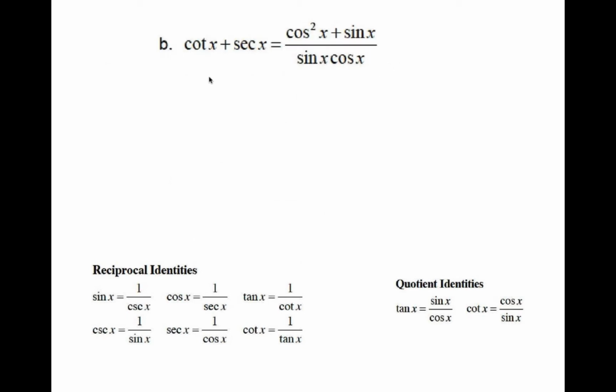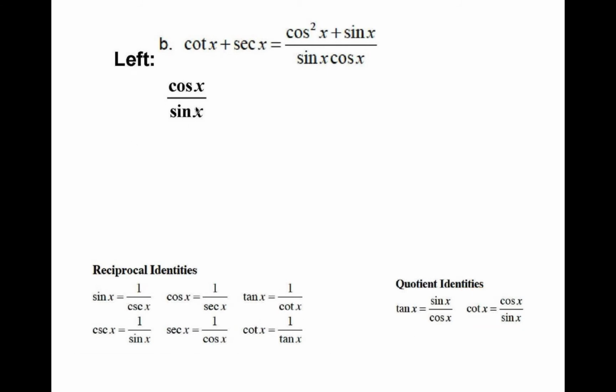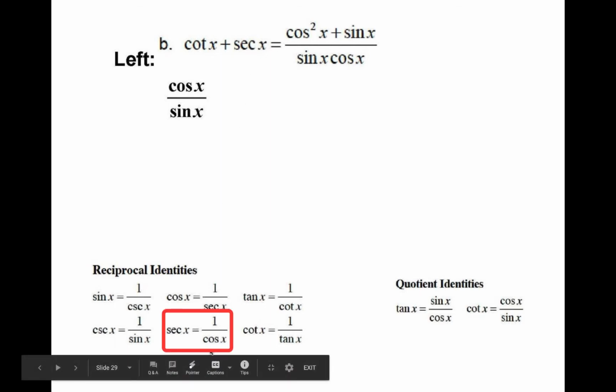For b, starting on the side without a fraction, we have cotangent of x. We're going to convert this to sine or cosine. I don't ever use this. Instead, I go over here. Cotangent of x is cosine x over sine x. So we're working on the left side, say what side, and we're making it cosine x over sine x, plus secant x. Secant x we use 1 over cosine x.